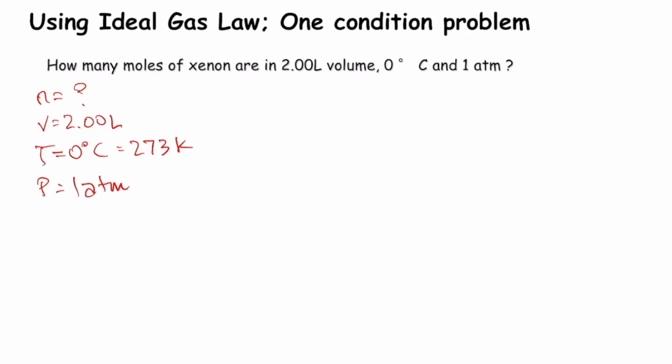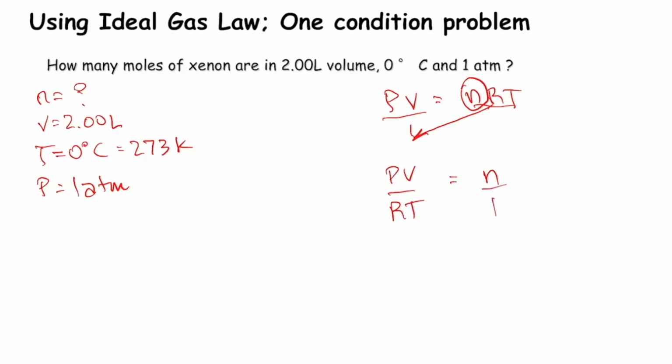So this is pretty straightforward. What you want to do is use PV equals nRT. That's over 1. We're solving for moles, so we send RT down here. N equals PV over RT. That's the equation that we're going to use to solve for moles.